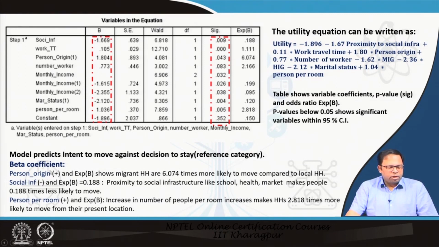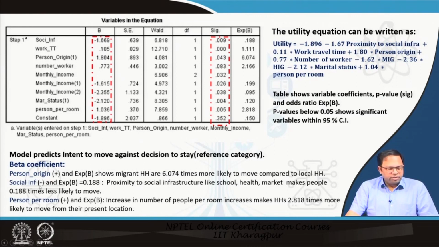And person of origin, which is positively related: for migrants, we see that the exponential b value shows migrant households are 6.074 times more likely to move compared to local households. So we go back over here and we see that for migrant households, which is person origin, exponential b is 6.074, which says that migrant households are 6 times more likely to move compared to local households.